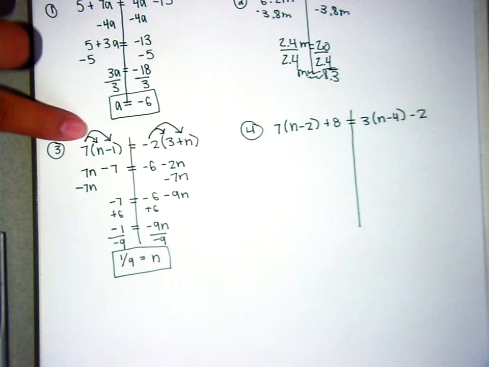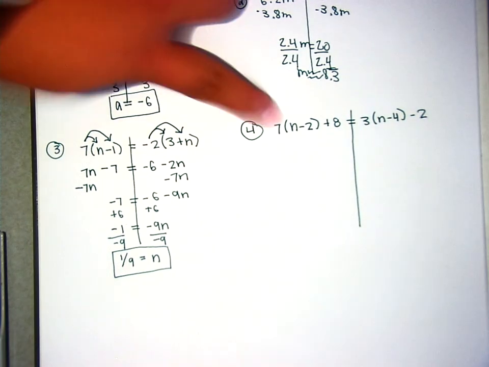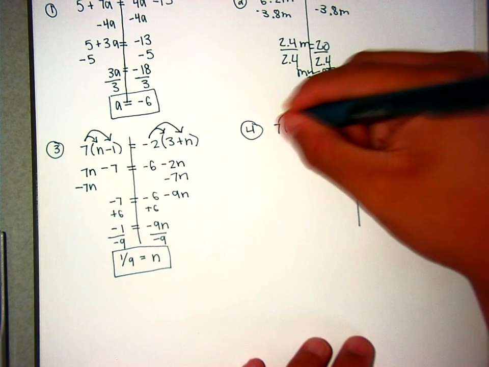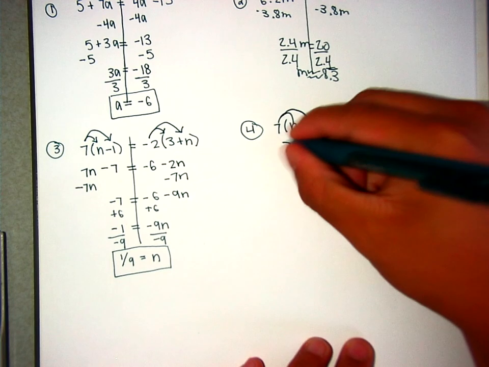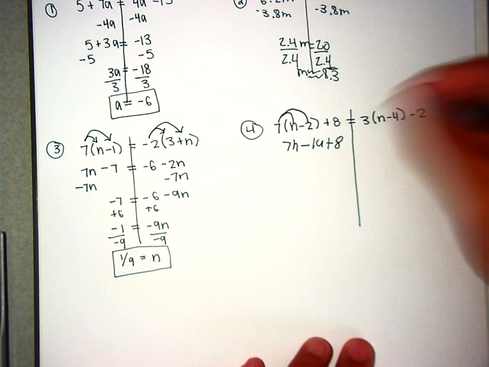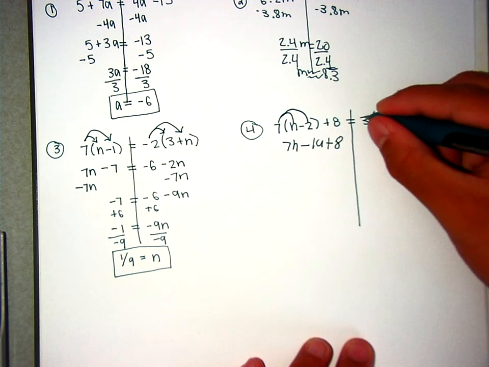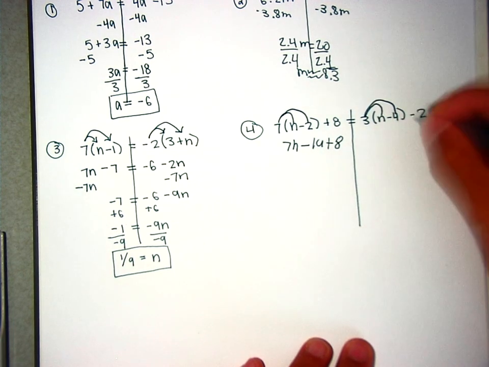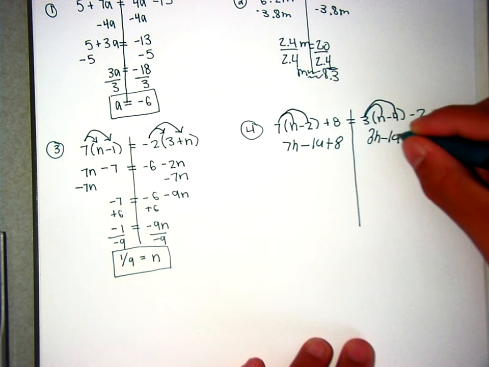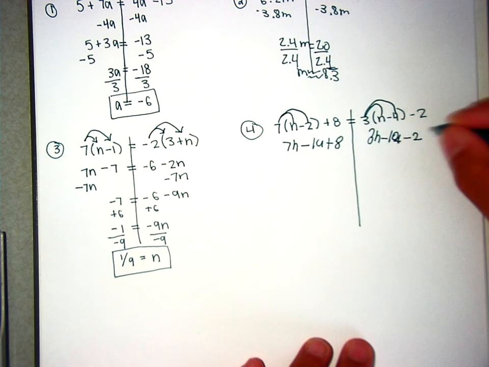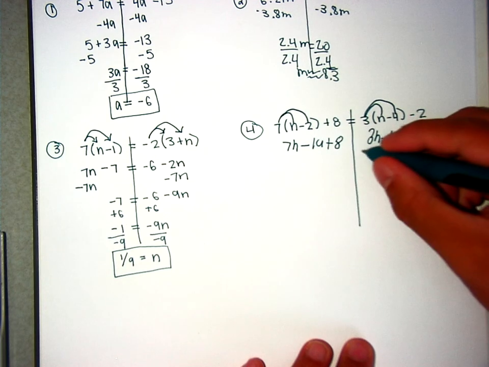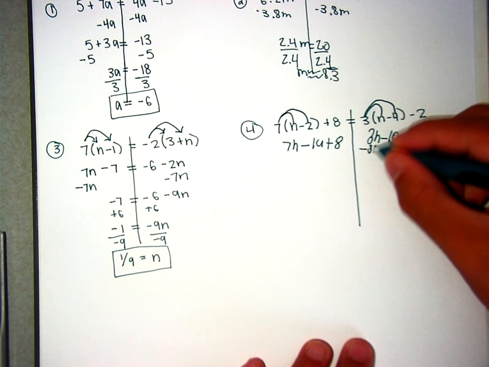All right, sit down, Logan. Okay, what do we do for this? So we gotta distribute the 7 to the n and the negative 2 to get 7n minus 14 plus 8 on the left side. And then on the right side, you gotta distribute the 3 to get 3n minus 12 minus 2. Then you gotta subtract the 3n from the 7n to get 4n.